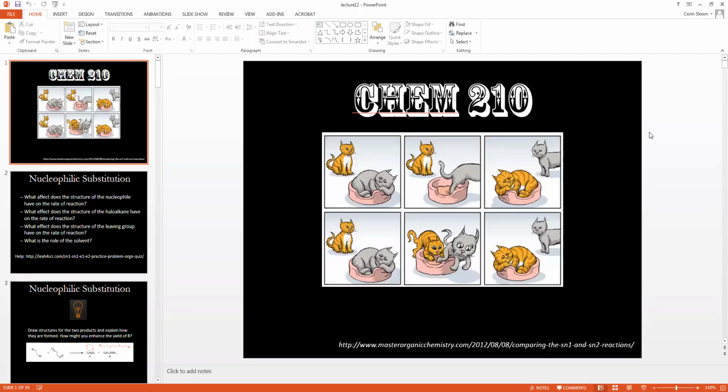So the last time that we talked about nucleophilic substitution, we looked at this analogy. Take a moment and think to yourself what each of these scenarios represent. So the first three, and then the second three. And if you'd like to read more about this because you're curious, this is a great description from Master Organic Chemistry.